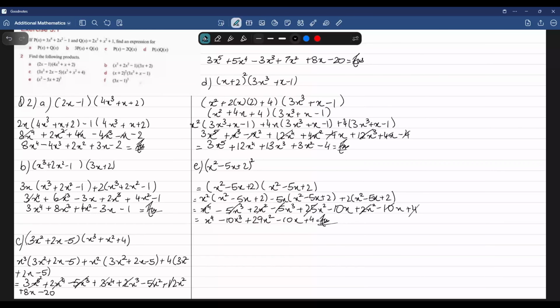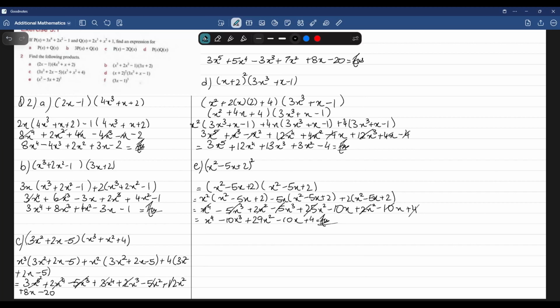I hope that is clear. So just recheck this. x raised to power 4 minus 10x cubed plus 29x squared minus 20x plus 4. And I do have a problem here. What is the problem? Yes, I forgot one negative 10x. So this would obviously be negative 20x. My bad, I'm really sorry about this.